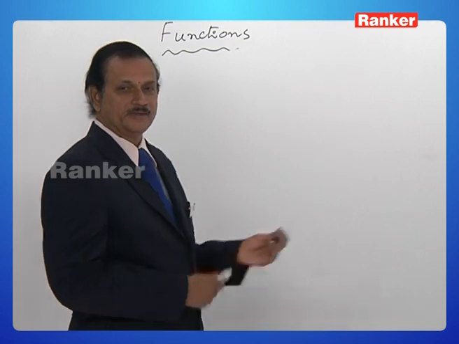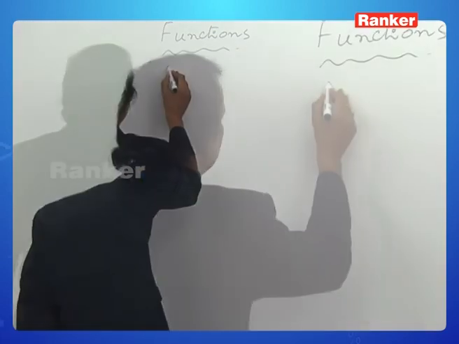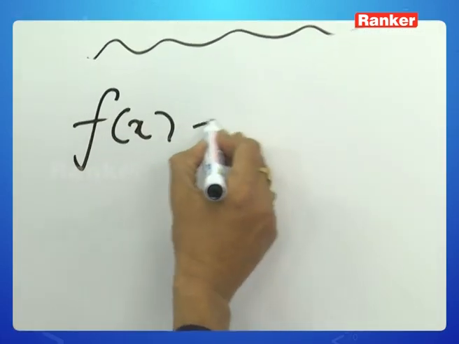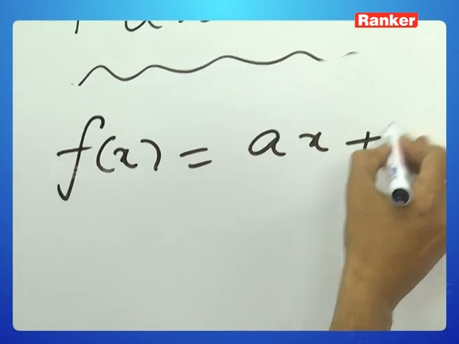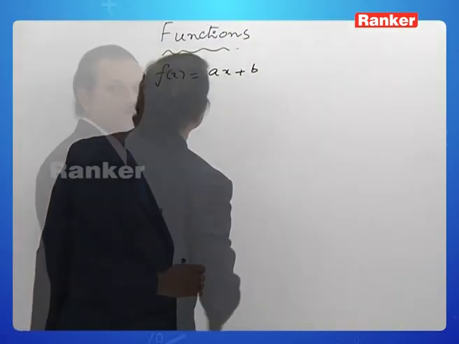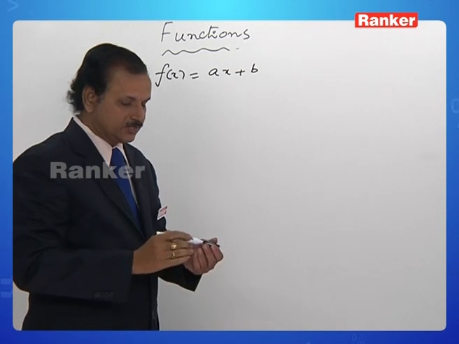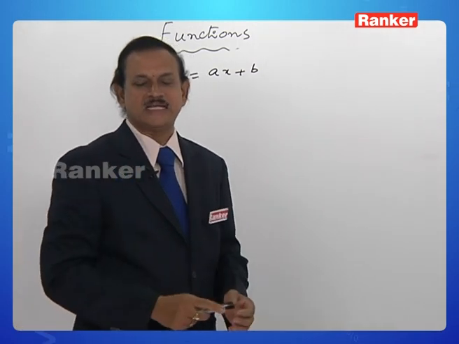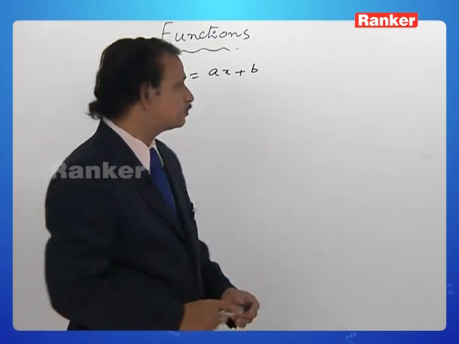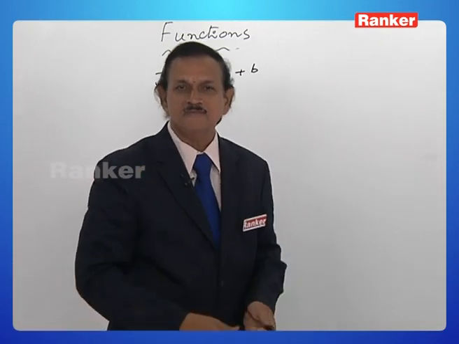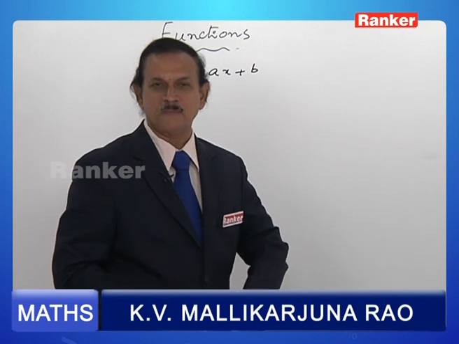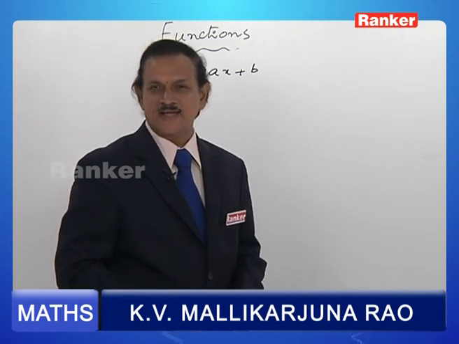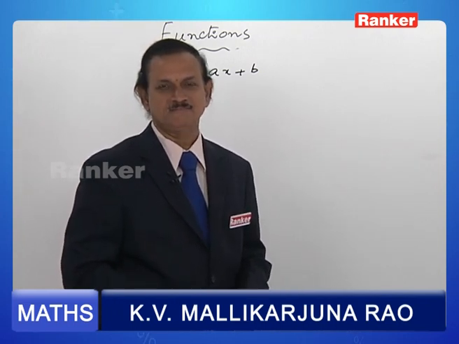Well, in the beginning, what is f of x? f of x is equal to ax plus b. By looking at f of x is equal to ax plus b, every student of mathematics can easily recognize that it corresponds to a straight line, as it is a linear expression. y is equal to ax plus b, surely a straight line.